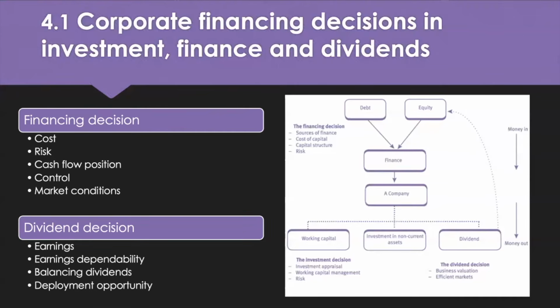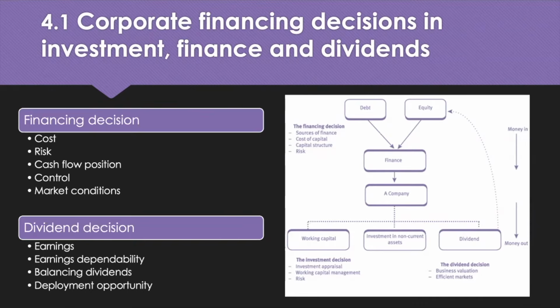The cash flow position. A good cash flow position gives investors confidence in the finance of the firm, while bad cash flow discourages the investors. Then control. When a company investor wants to have control of the business, borrowing is preferred as a source of finance, but shareholders are prepared to dilute their control. And then market conditions is when a market is booming, equity is a preferred way to finance. But when a market is depressed, firms will use debt.